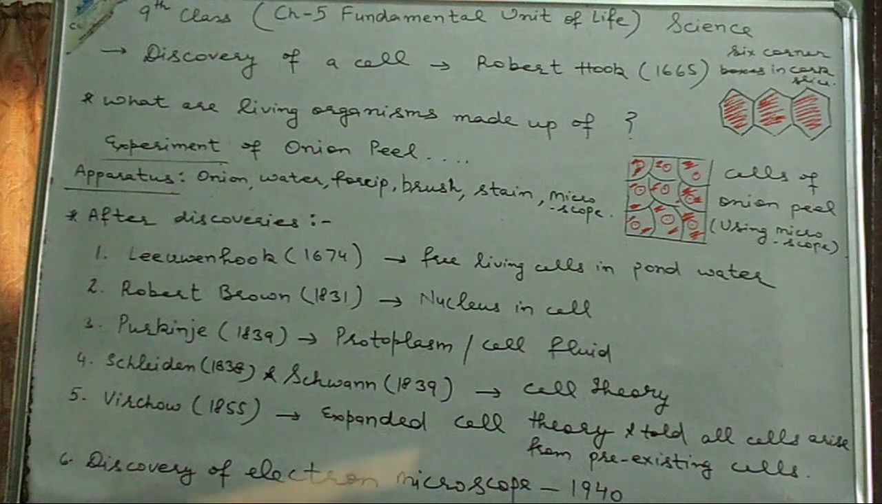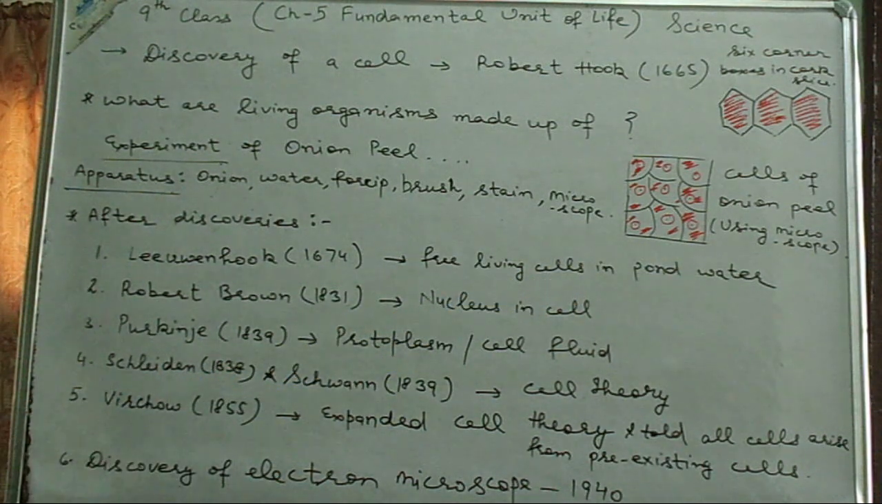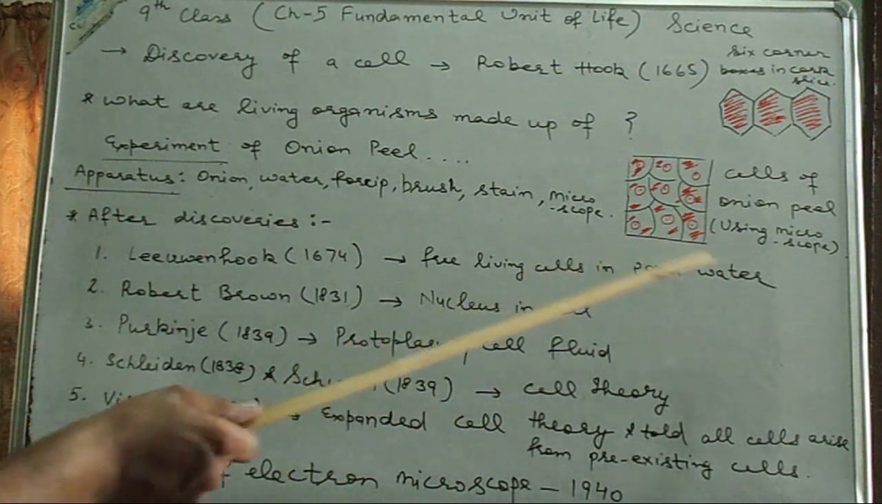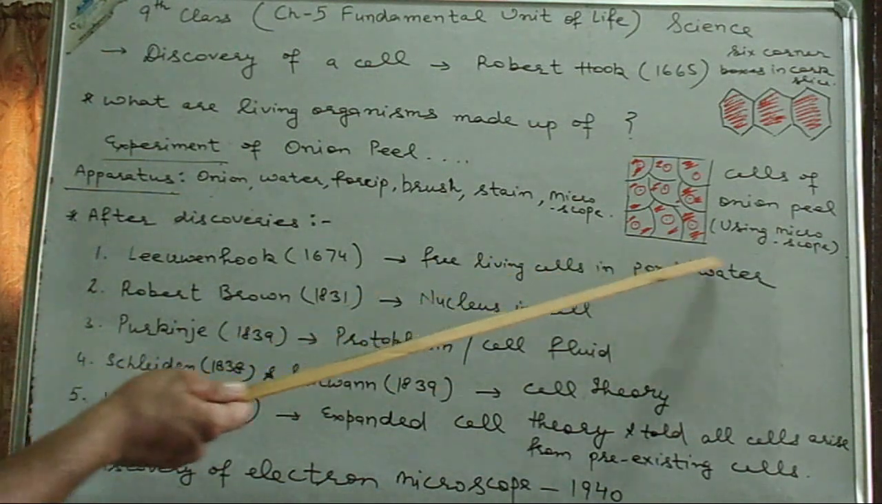We are able to see cells like this. These cells are none other than the units from which the onion is made. And these cells are clearly visible under the microscope. Whenever you are in school, you can easily do this experiment and watch these onion peel cells under a microscope.